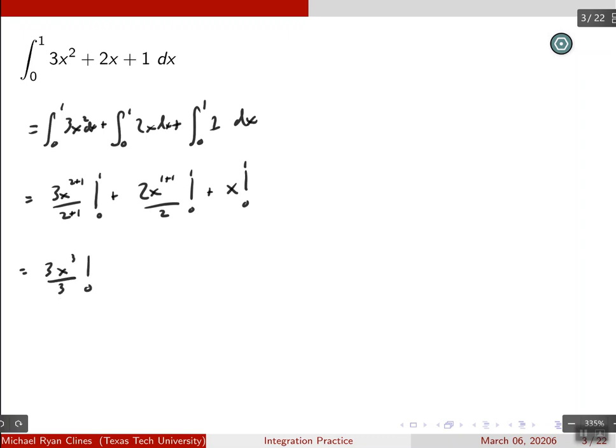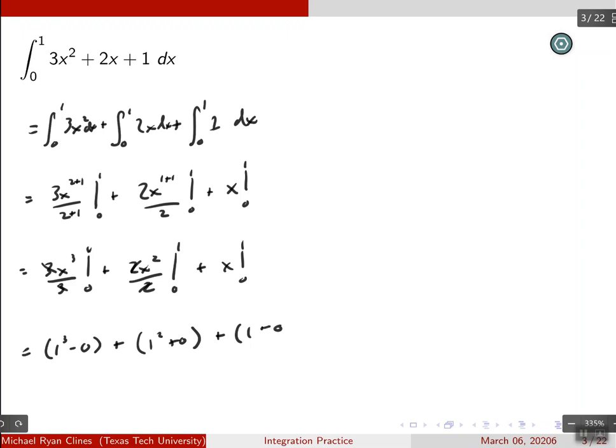over 3 from 0 to 1, and those 3's will cancel out, plus 2x squared over 2, but those 2's will cancel out. We evaluate that 0 to 1, plus x from 0 to 1. Now we actually do the fundamental step, where we take each endpoint, plug it into the function, and take their difference. So this is 1 cubed minus 0 plus 1 squared minus 0, and then plus 1 minus 0. Apologize, that's supposed to be a minus. Well, that's just equal to 1 plus 1 plus 1, which is just equal to, you guessed it, 3.